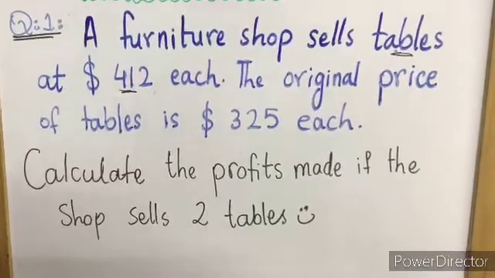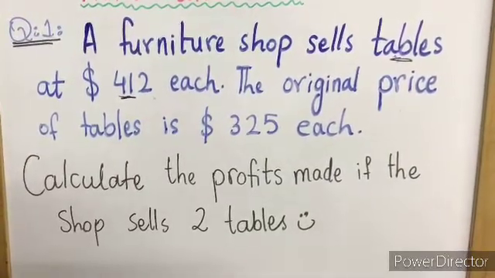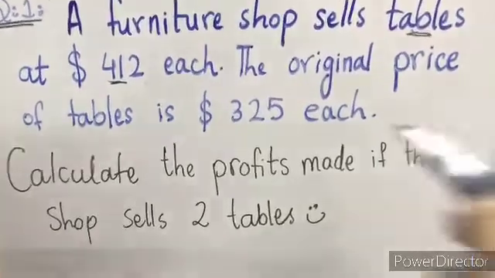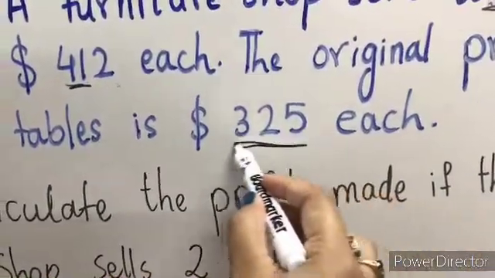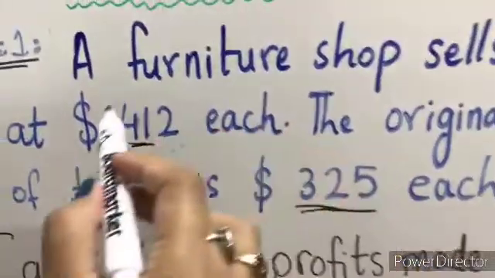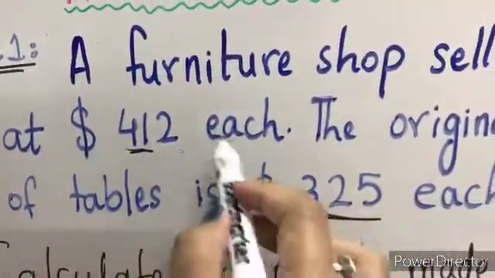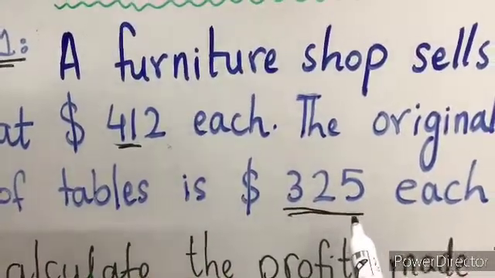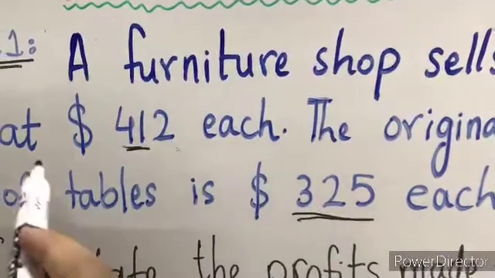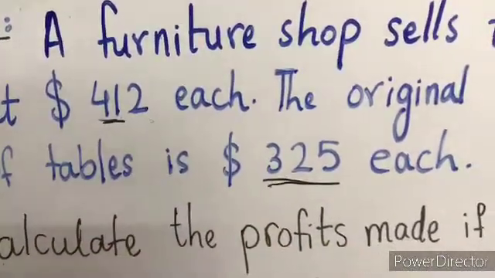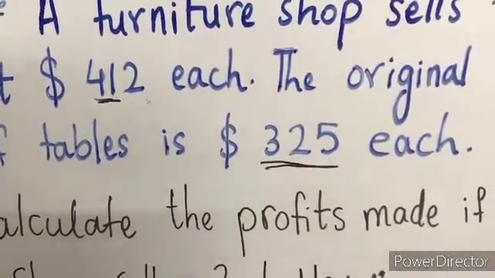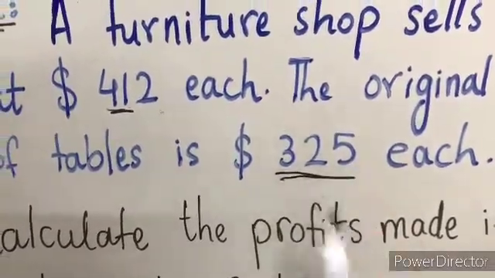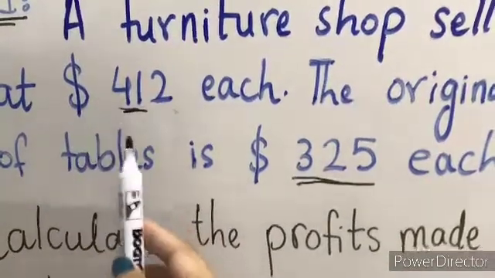But what is the original price of tables? Yes, the original cost of the table to them is $325, but they are selling it at $412 each. Means one table cost $325 to them, but they are selling it at $412. Okay, there is a difference in the amount. The cost is $325, but they are selling it at $412.